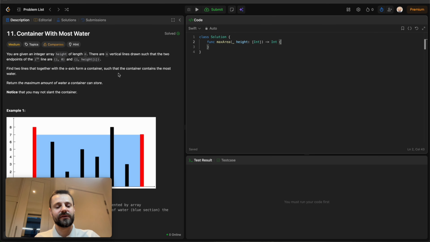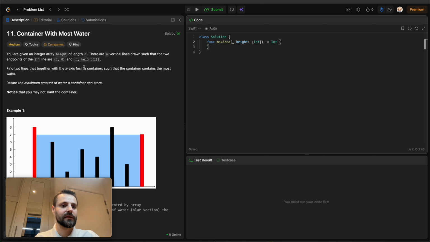There are n vertical lines drawn such that the two endpoints of the ith line are (i, 0) and (i, height[i]). Find two lines that together with the x-axis form a container such that the container contains the most water. Return the maximum amount of water a container can store. Notice that you may not slant the container.